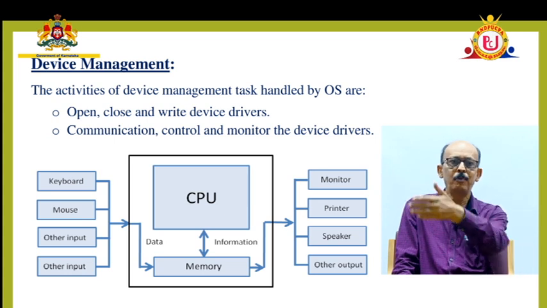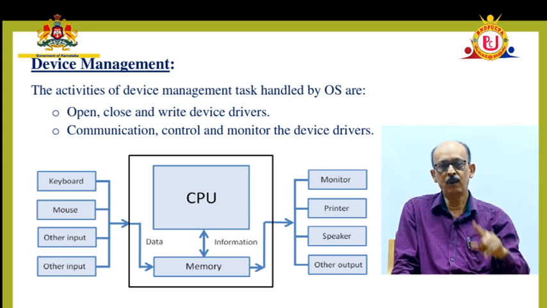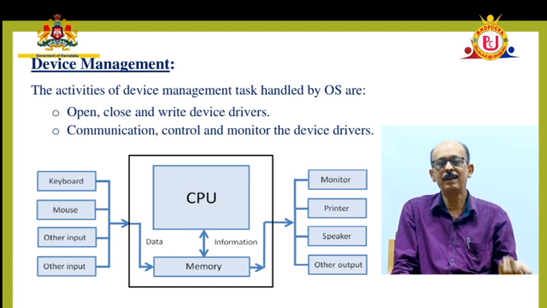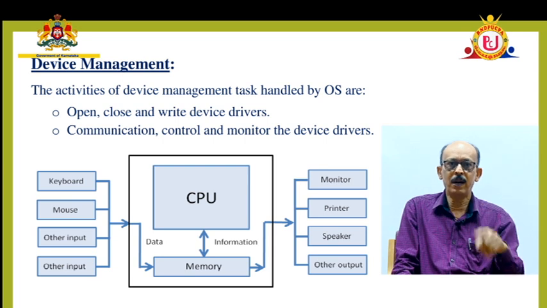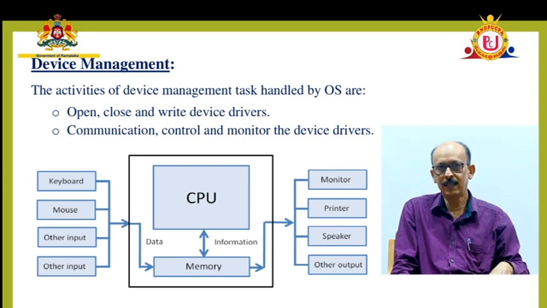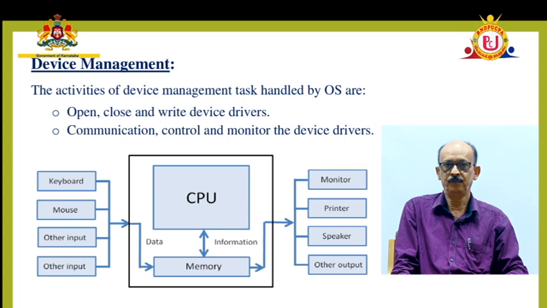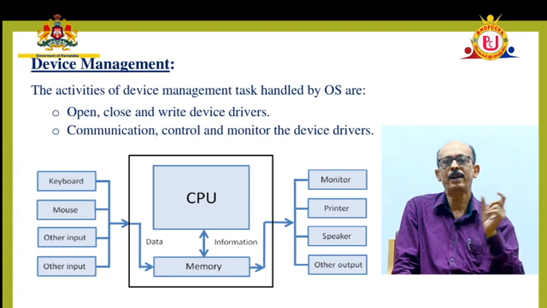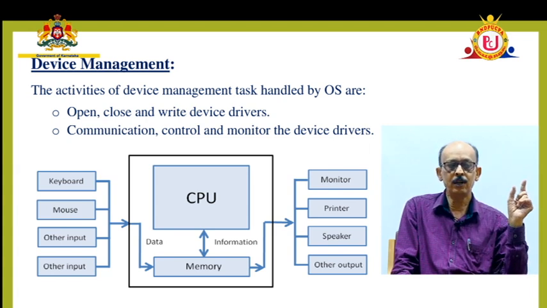N number of people will be there in the browsing center, but only one modem is there. All of them are using it for internet access. Only one modem, all of them are using. Simultaneously they can use it. That's a shareable resource. So it has to find out which resource is available and to which job it has to be allocated. It is the job of the operating system under device management.